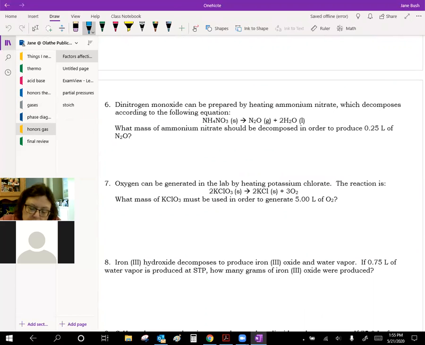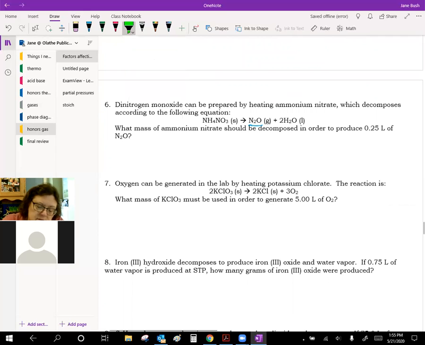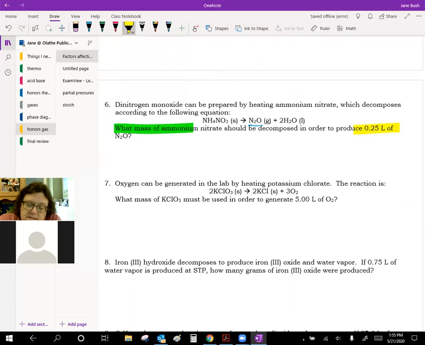Dinitrogen monoxide can be prepared by heating ammonium nitrate, which decomposes according to this equation. What are we solving for? We're solving for mass. So we aren't going to get to go liters to liters, but that's okay. We're solving for mass. What are we starting with? We're starting with a volume. It doesn't tell us anything about the gas. It doesn't tell us the pressure. So we're going to assume it's at STP.